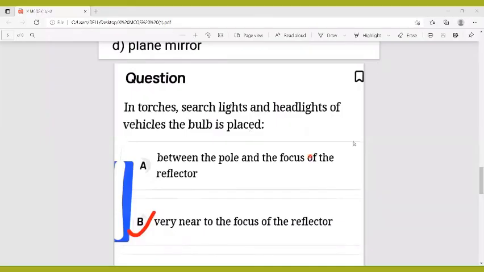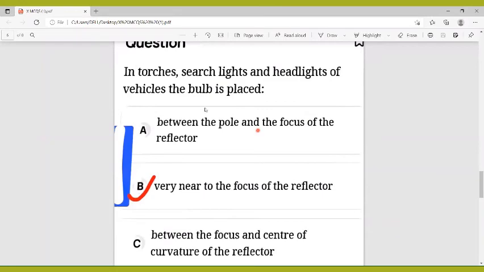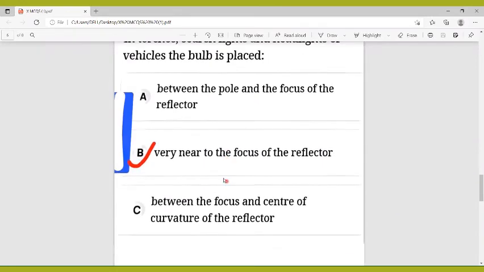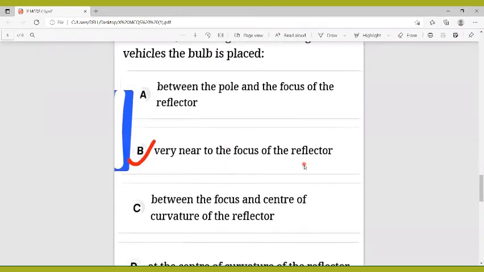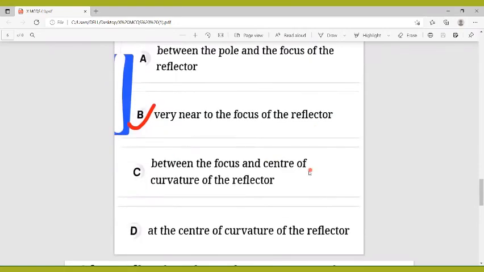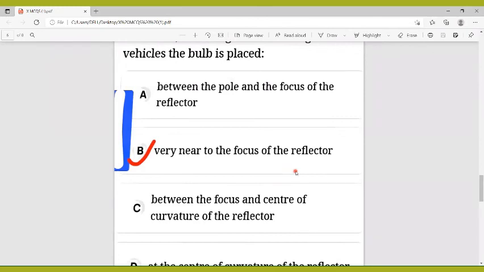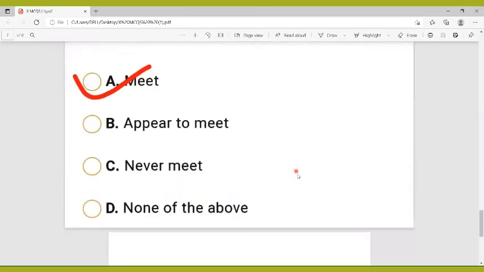In torches, searchlights, and headlights of vehicles, a bulb is placed very near to focus of reflector, because when bulb is placed very near to the focus, the light coming from it will come out in the form of parallel rays, which form a well-directed beam of light. So that's why bulb is kept very near to the focus.